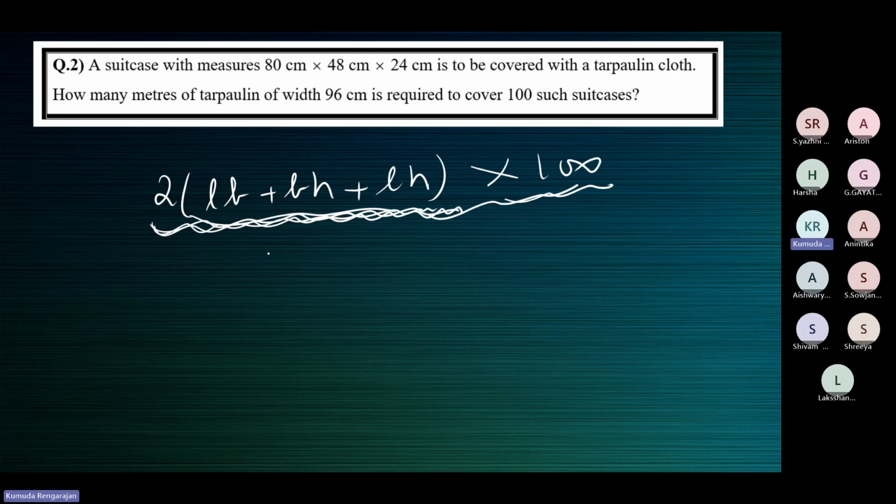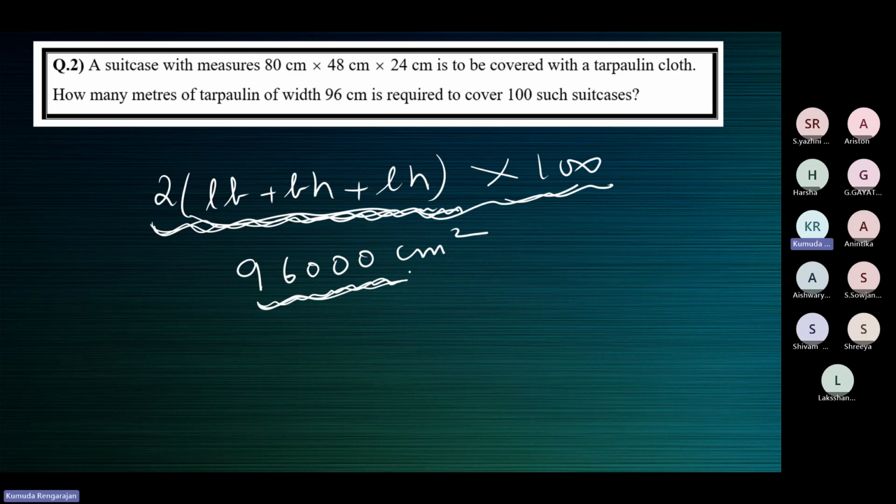Now, we'll just assume that the answer is this, in centimeter square. The total surface area of all the 100 suitcases is 96,000 centimeters squared. So I know that I need so much tarpaulin. I understand that I need this area of tarpaulin to cover all the 100 suitcases.